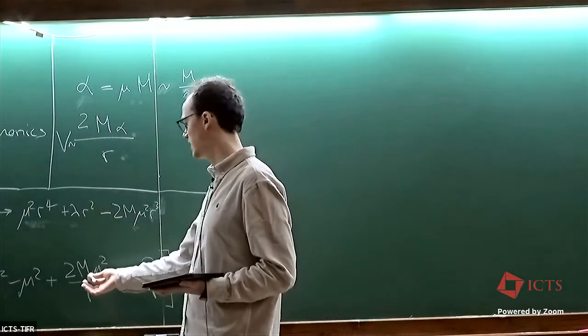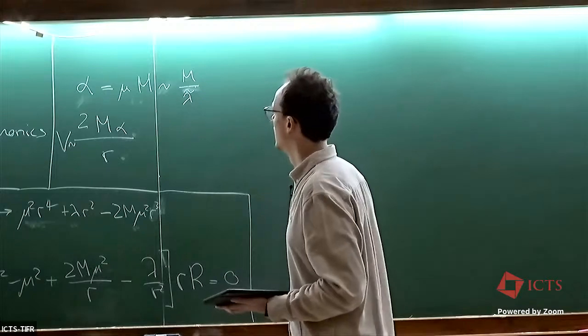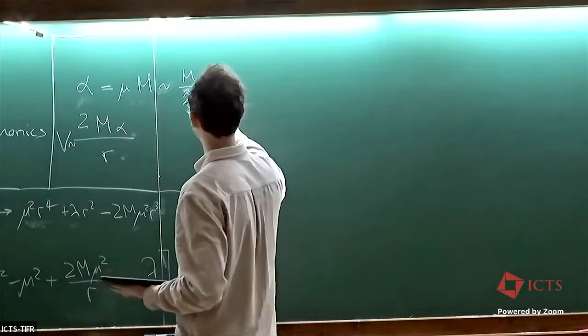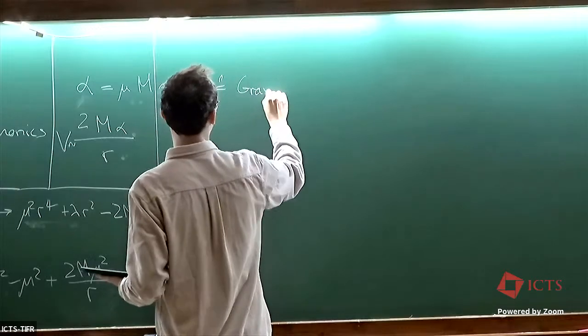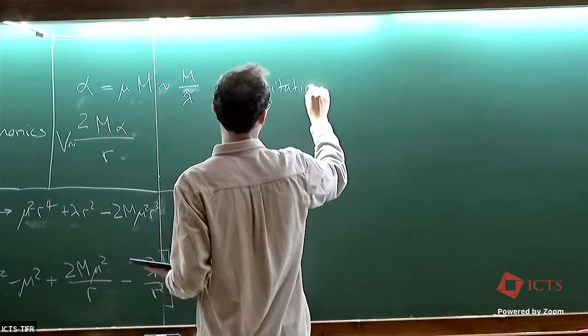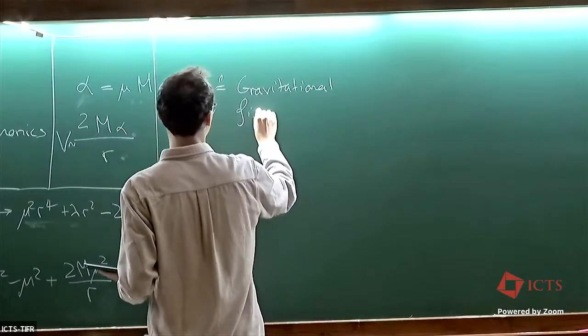And because alpha appears here, people tend to call this alpha the gravitational fine structure constant. Because in the case of the hydrogen atom, you would have the fine structure constant there, and you usually call it alpha. And so now we're going to call this the gravitational fine structure constant.